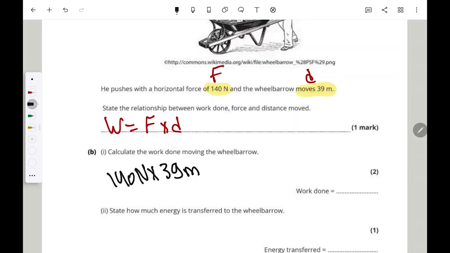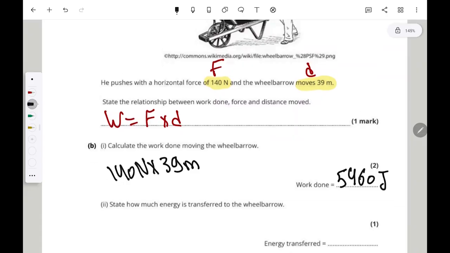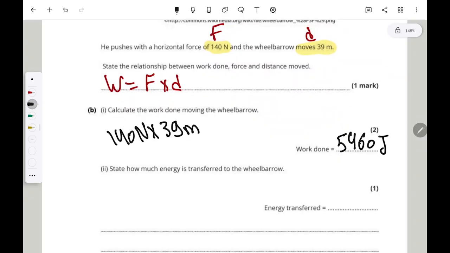Okay, and it's going to give you the work done if you do the calculation real quick, which happens to be 5,460, and the unit for work, as we agreed, is joules, just like every other energy that we discussed. Okay, finally, it says state how much energy is transferred to the wheelbarrow. All right, now this is the point that I could give you the straight away answer to it, and it's very simple, but I want to explain it again to make sure that you guys understand it properly.